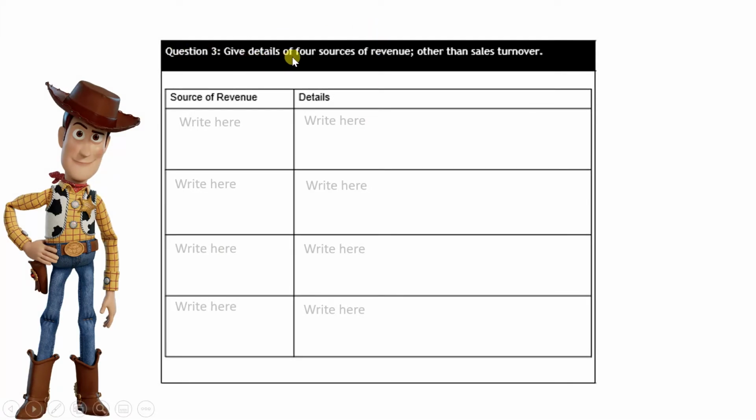Question 3, give details of 4 sources of revenue other than sales turnover. So we've already counted sales turnover, we've already had a think about that on the last couple of questions. Now you've got to think about other ways that a company can make money. So we've just been covering assets and liabilities, so now you need to think through those. You write the definition of each in the left hand column and then the explanation on the right hand side.